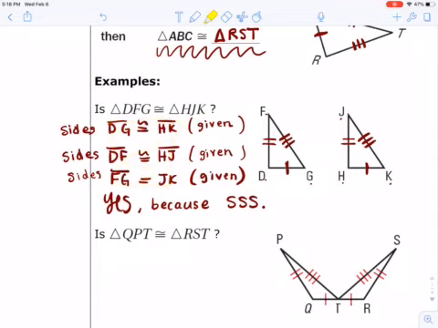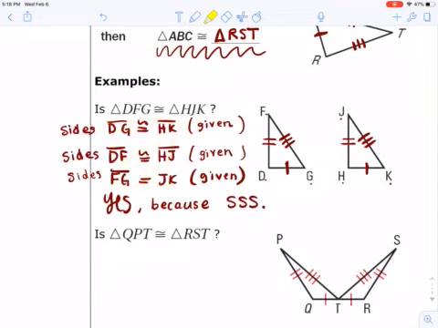So this next question asks us, is triangle QPT congruent to triangle RST? Well, let's find out. Let's see what information we're given.